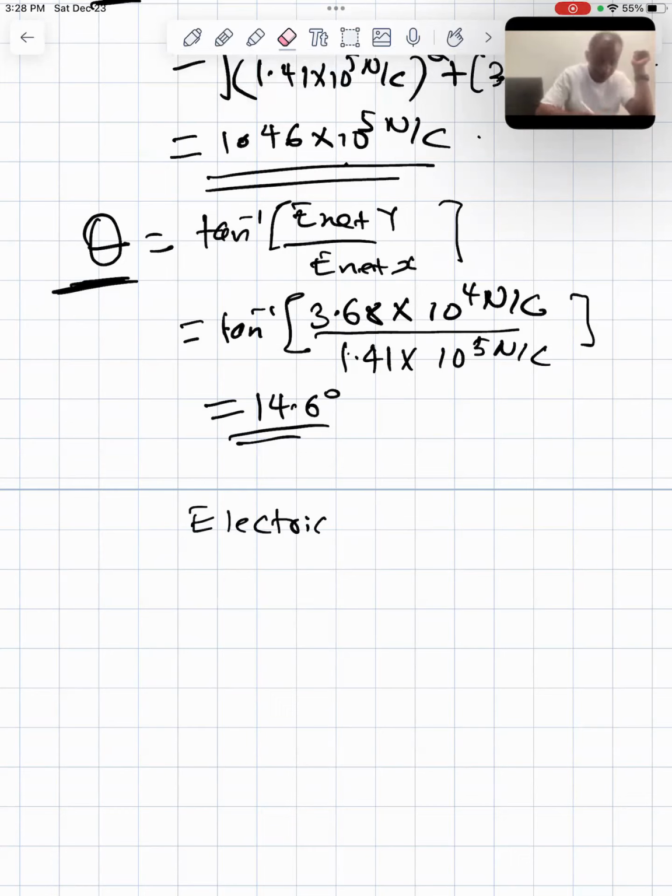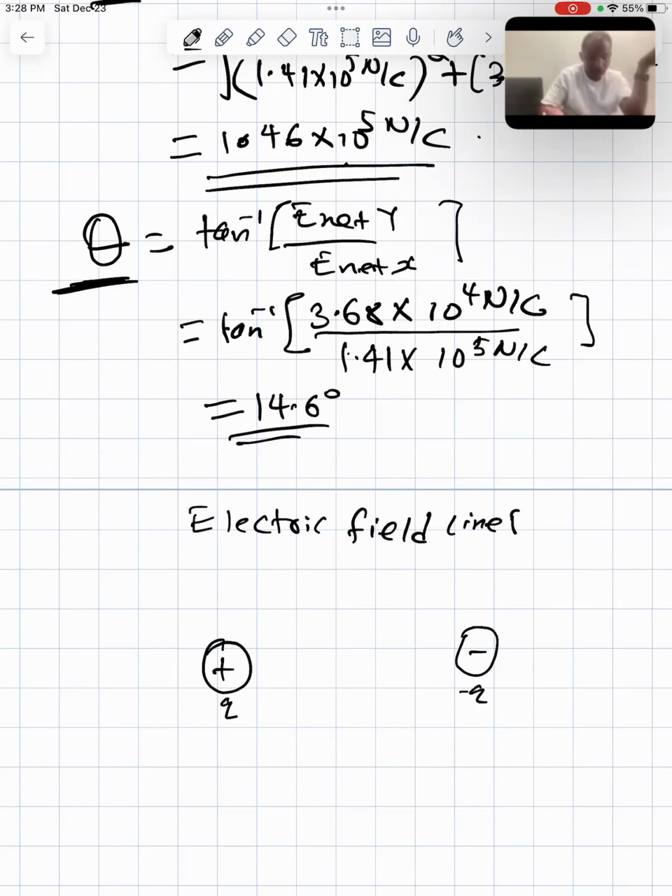Electric field lines. So I have a positive charge Q and a negative charge Q. How can I find what electric field these charges create in their vicinity? This Q also creates an electric field.